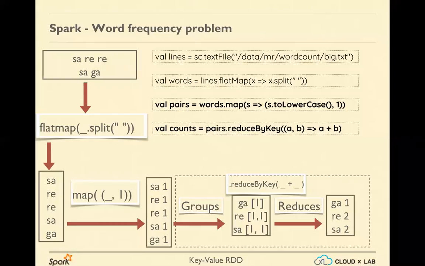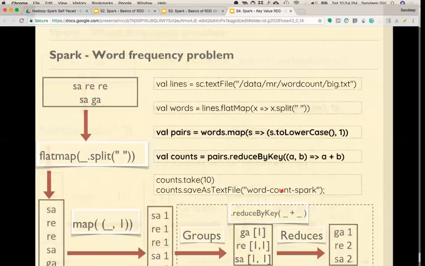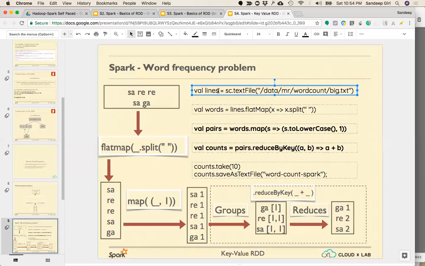A question from Hiten: words, pairs, and counts are just variables. Yes. So words is an RDD, pairs is an RDD, and counts is the local value, because reduceByKey is an action. All right. No, reduceByKey is a transformation. ReduceByKey is a transformation. When we say counts.take, then it brings it local, and when we say counts.saveAsTextFile, then it saves it to storage. Let's just call this.